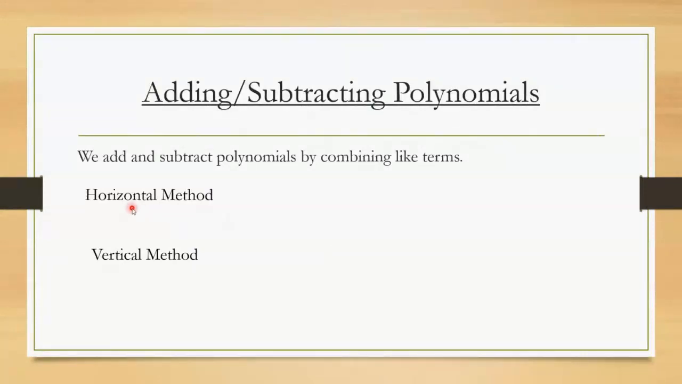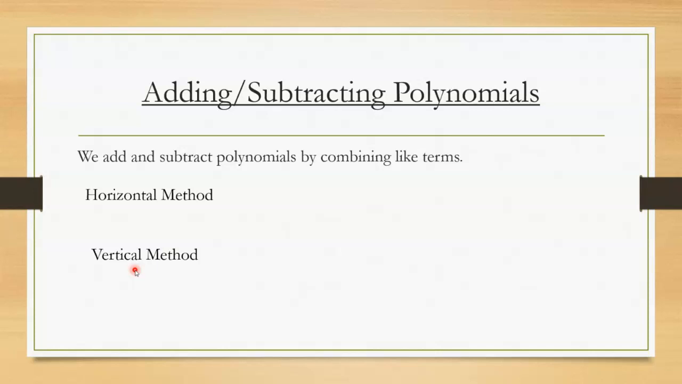The horizontal method is probably what you have seen already if you have done polynomials before. There's a vertical method. To me, I think it's better because it's easier to see which terms are the like terms. I've had students that prefer one method over the other. Some students preferred the horizontal method. Some students preferred the vertical method because it's a little more visual. Whatever method you use is up to you.